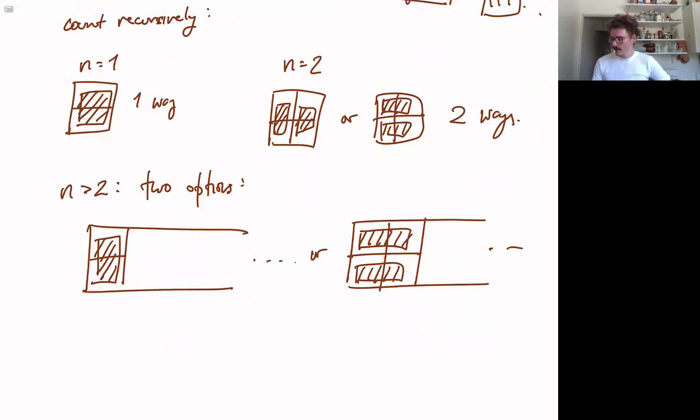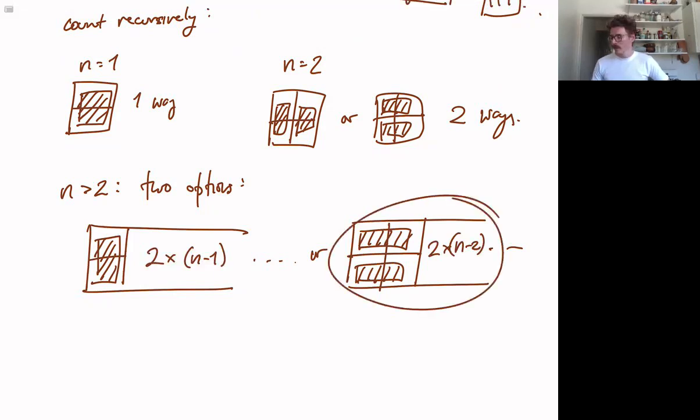And in each case, so on this side, what we're left with is a 2 by n minus 1 board. So the number of ways to complete this tiling is the number of ways to tile a 2 by n minus 1 checkerboard. And likewise on this side, we've taken up the first two squares. So there are 2 by n minus 2 squares left. So the number of ways to complete this tiling is the number of ways to tile a 2 by n minus 2 checkerboard.